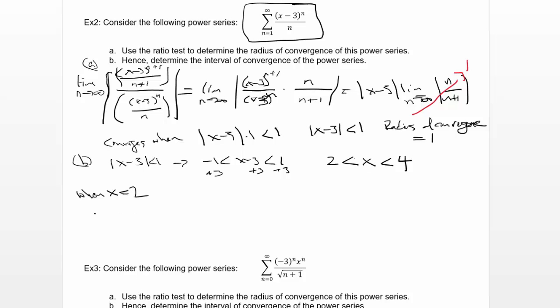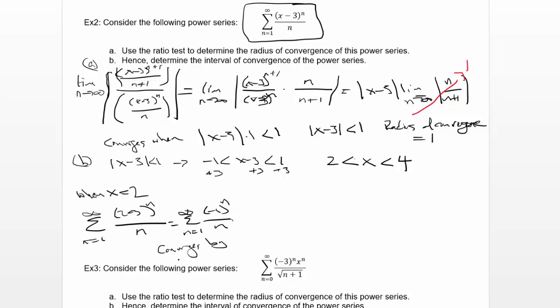How about when x is 2? When x is 2, this series becomes (2 minus 3) to the n over n, which is the series from n equals 1 to infinity of (2 minus 3), which is negative 1, to the n over n. This series converges by the alternating series test.